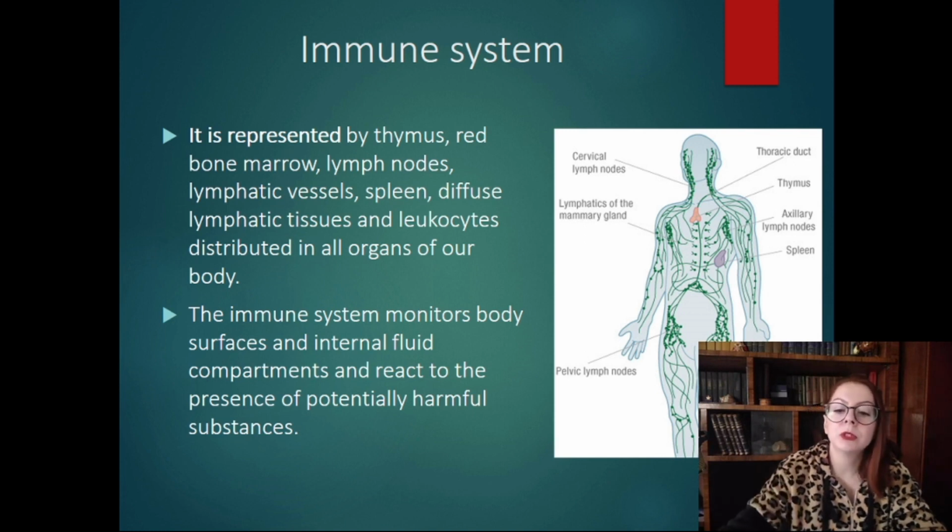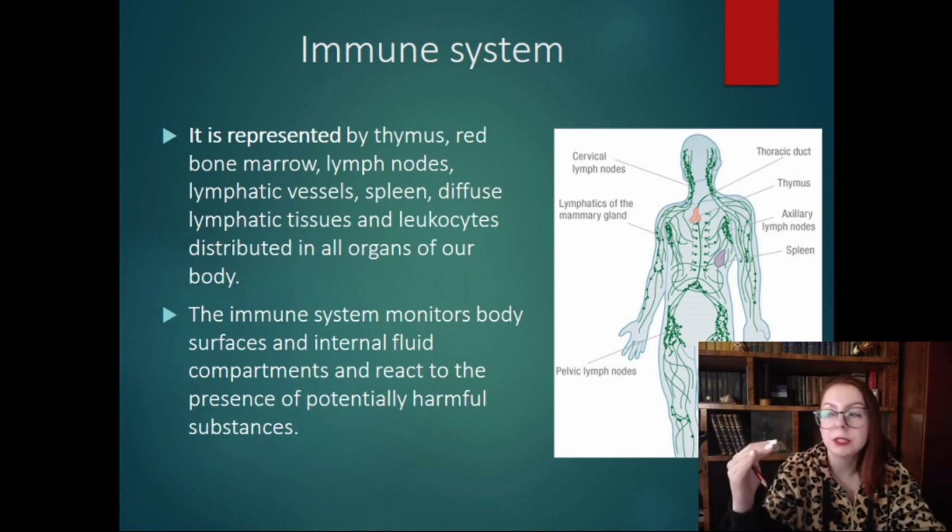And then the immune system also includes lymphatic vessels collecting lymph from different organs and bringing this lymph to lymph nodes for filtration. We are going to discuss this in our next lecture. And what is the function of the immune system? It provides us surveillance and helps to reject foreign antigens of our body.